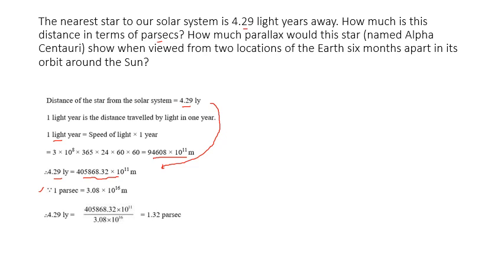Okay, then what is it for 4.29 light years? Correct. So this value is 40.5868 × 10^15 divided by 3.08 × 10^16. Okay, you will get the distance in terms of parsec. Am I clear to you?